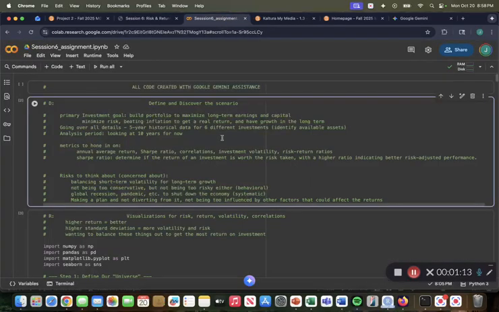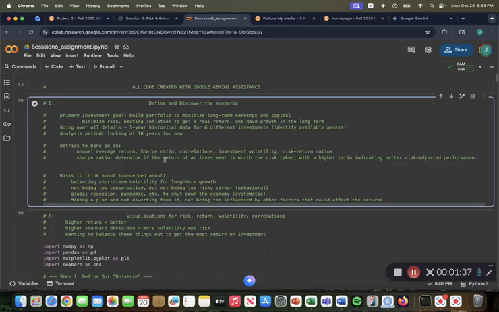So going to our first stage in the DRIVER framework, our define and discover stage. Our investment goal here is to build a portfolio to maximize long-term earnings and capital. We want to minimize risk, beat inflation, get a real return. Went over the details already there. And then we're going to go over a 10-year analysis of investing and seeing the returns and the risk for 10 years.